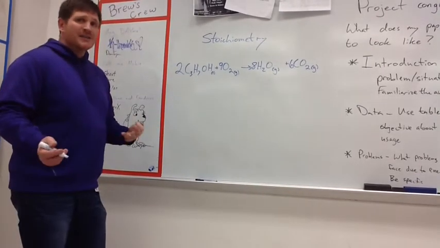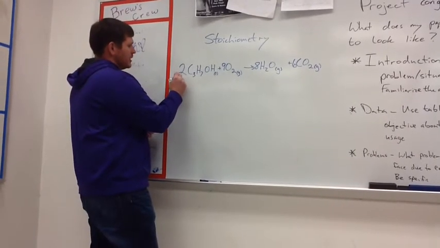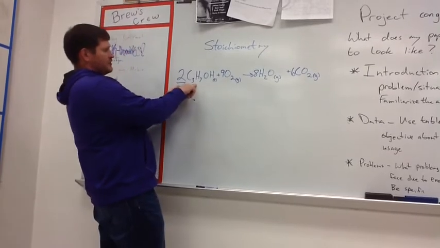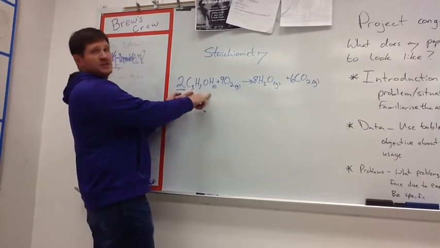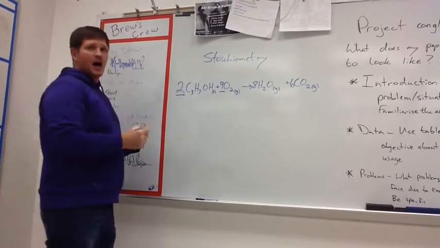Okay, we balanced equations in the last chapter. So we see that now I have two parts of this right here, C3H7OH, which is isopropyl alcohol, to 9 parts oxygen gas.